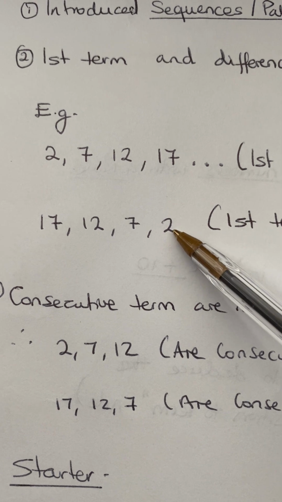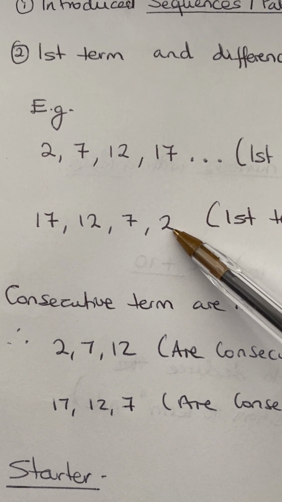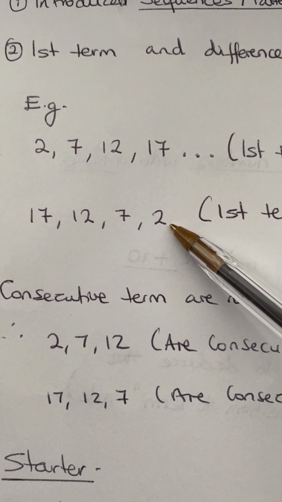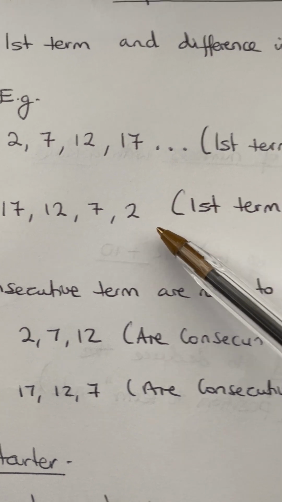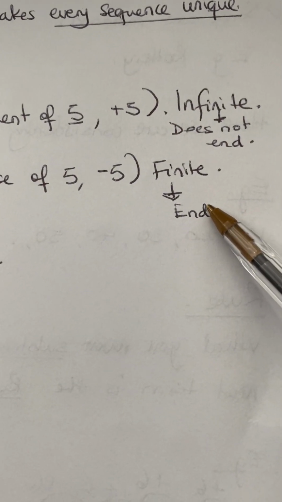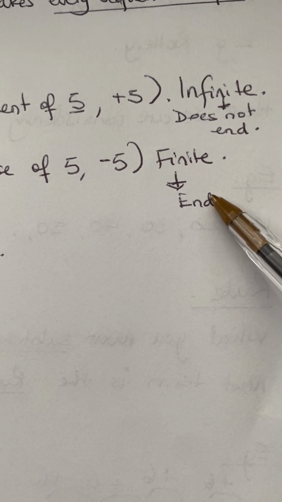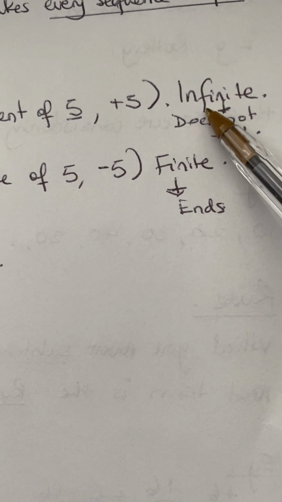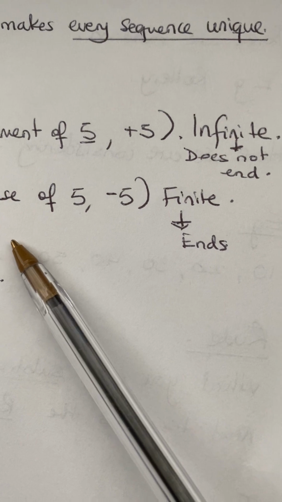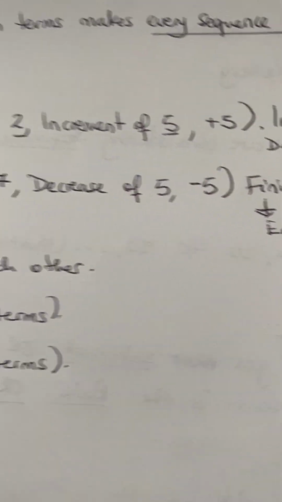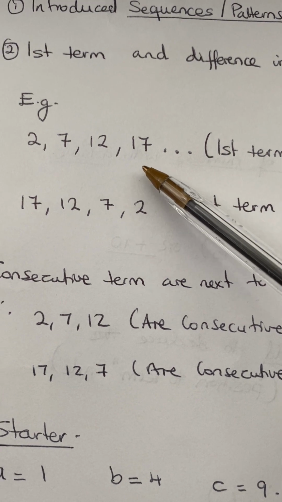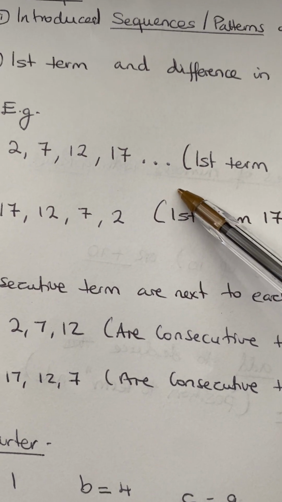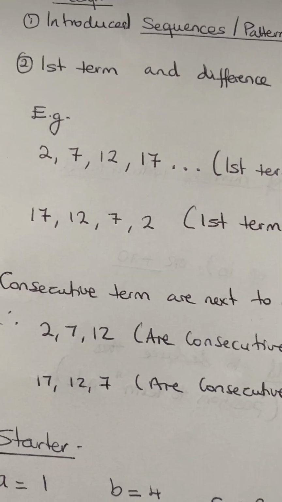Now, because this sequence ends at 2, there is no comma after 2, so this is a finite sequence. It stops. The infinite one doesn't end, and that is where we get the word infinity. It goes on and on and on. You can sit here for 1 week and keep on adding 5. It's not going to end. After the largest number, you can still add 5.